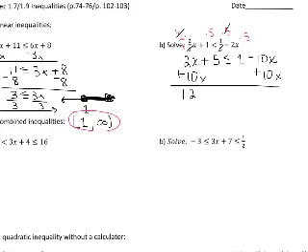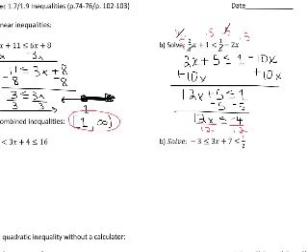I'm going to add 10x to both sides and get 12x plus 5 is less than or equal to 1. And then I'm going to subtract 5 from both sides, get 12x is less than or equal to negative 4. Now I want to get x by itself, so I'm going to divide out the 12, and whatever I do to one side, do to the other. So the answer is not negative 3. The answer is x is less than or equal to negative 1/3.